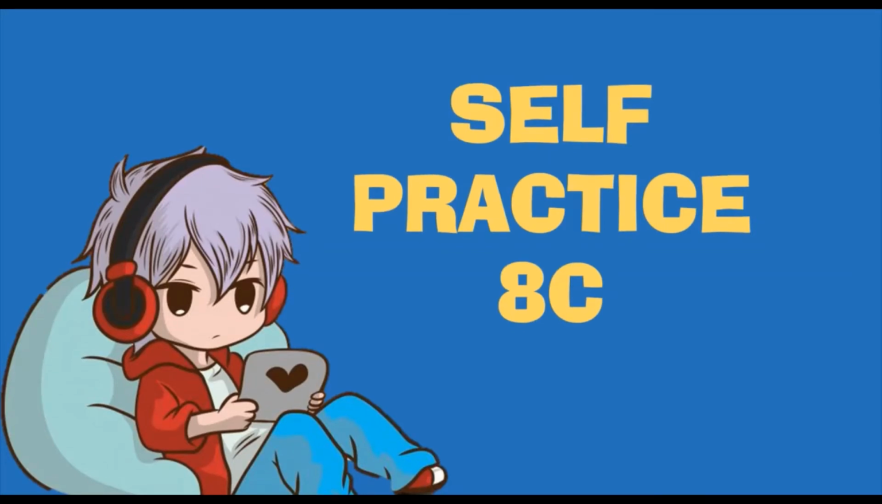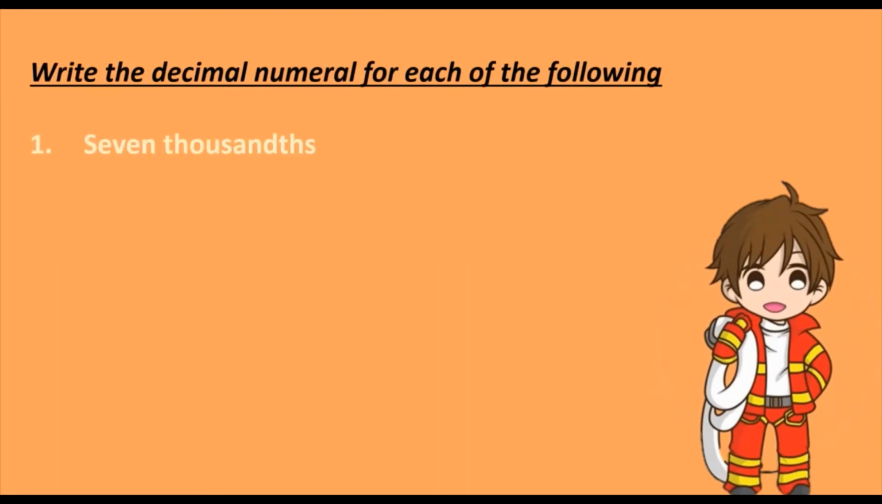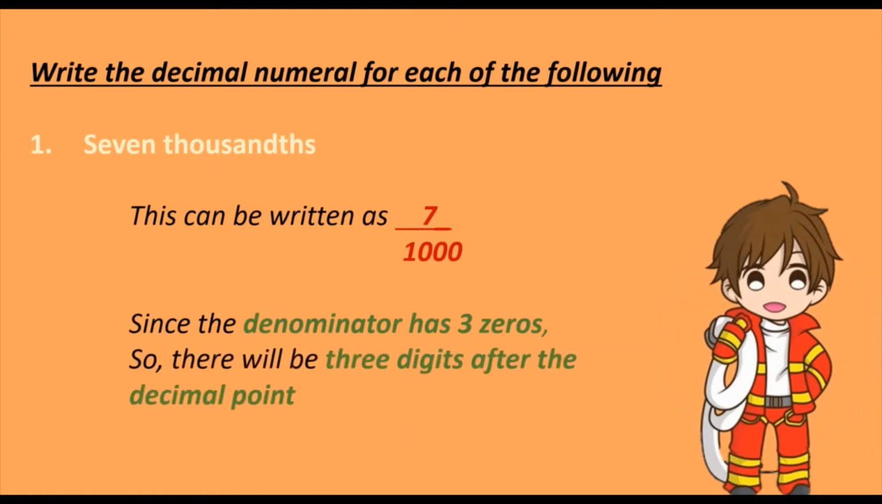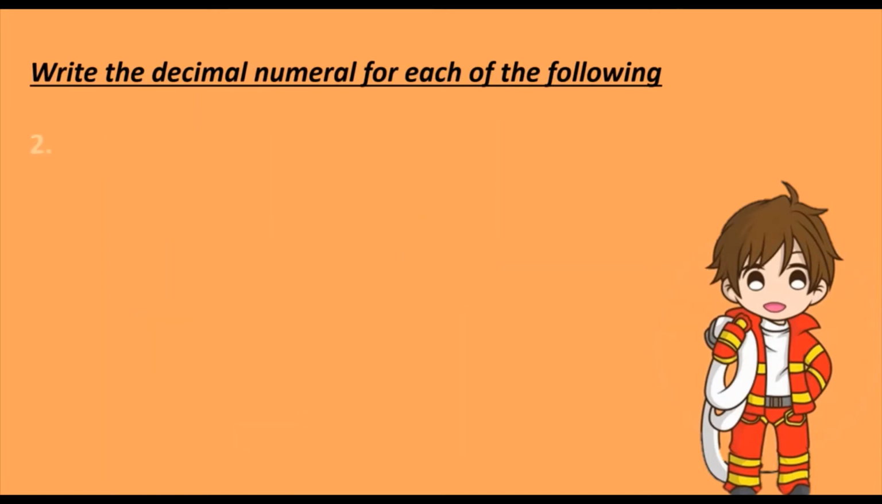Let us pick few sums from the exercise. Let's see the first one, 7 thousandths. So 7 thousandths means 7 divided by 1000. Here the denominator is 1000, which has 3 zeros. So there will be 3 digits after the decimal point. So we write the decimal numeral as 0.007.